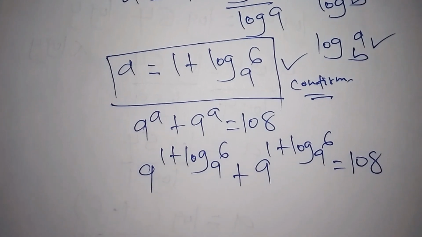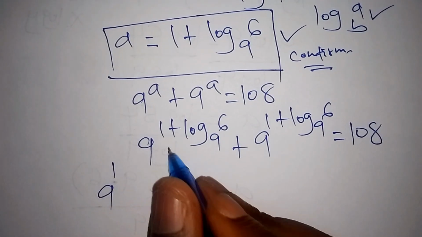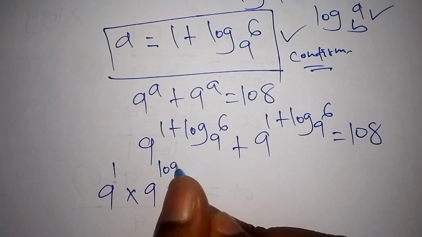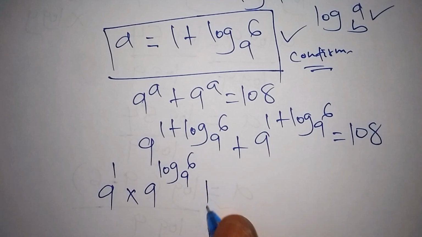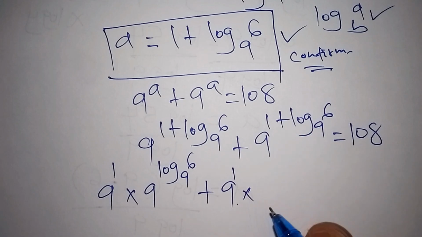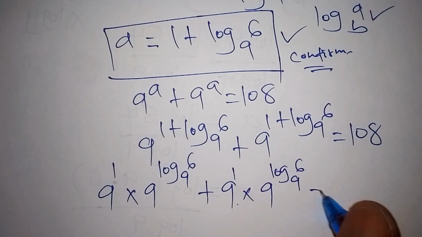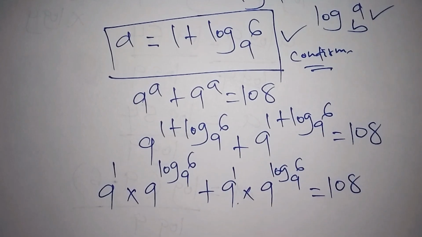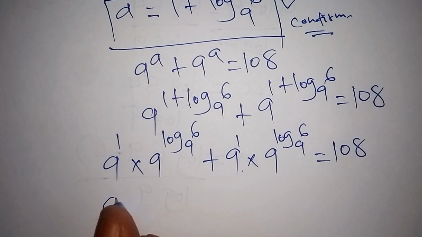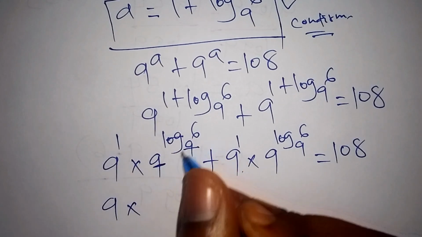From here we can expand it a little bit. We shall have 9 to the power of 1, the plus changes to multiplication, so 9 times 9 to the log of 6 to the base of 9, then plus 9 to the power of 1, the plus changes to multiplication, again 9 to the log of 6 to the base of 9, is equal to 108. What is 9 to the power of 1? It is 9, that is 9 multiplied by 1 is 9. Then multiplied by, the log to the base of 9 shall cancel this 9, so now we shall have 6.